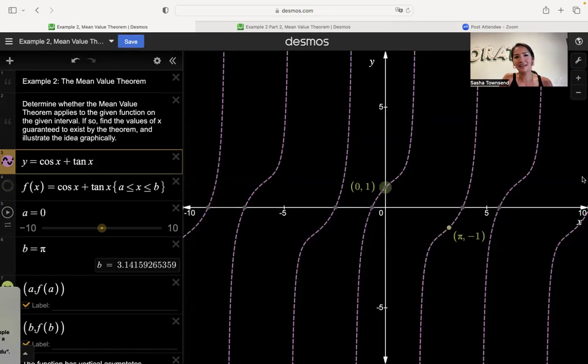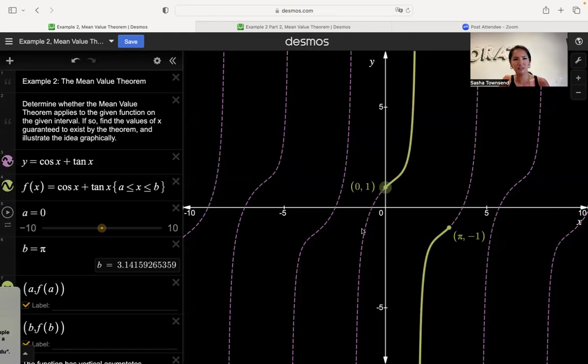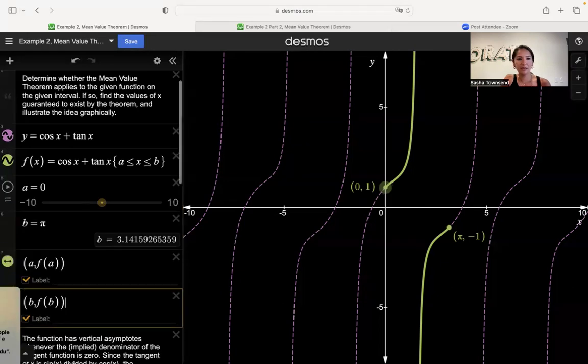I made it a dotted line because I'm not talking about the entire function. I'm only talking about that part of the function on the interval from a to b, where a is 0 and b is pi. So we're actually interested in just this green part of the function. If I plot the points a, f of a and b, f of b, then we see those two points there on our graph.